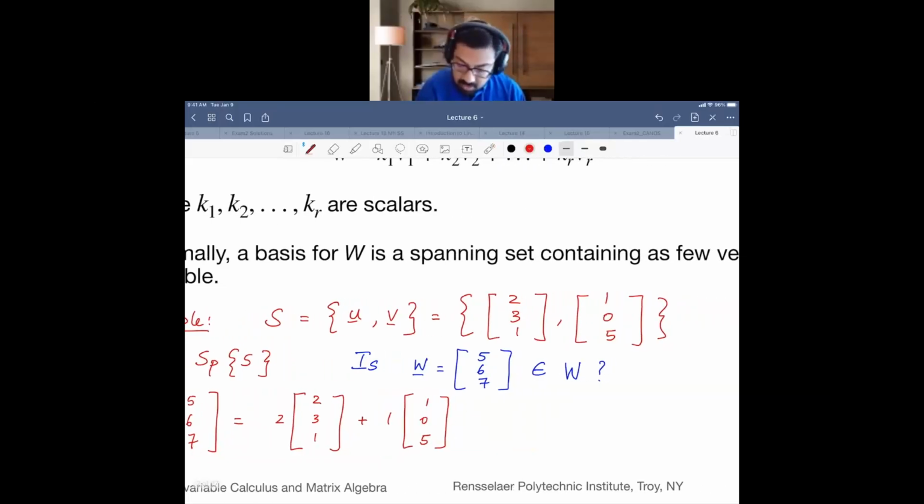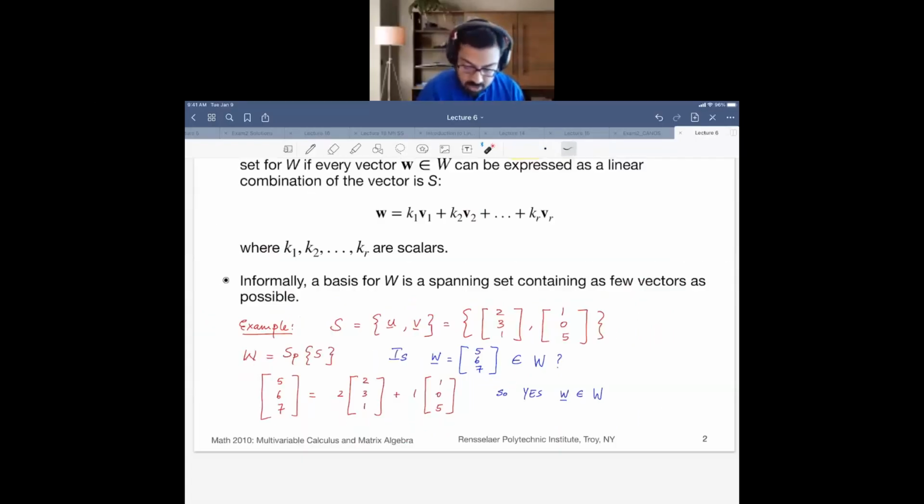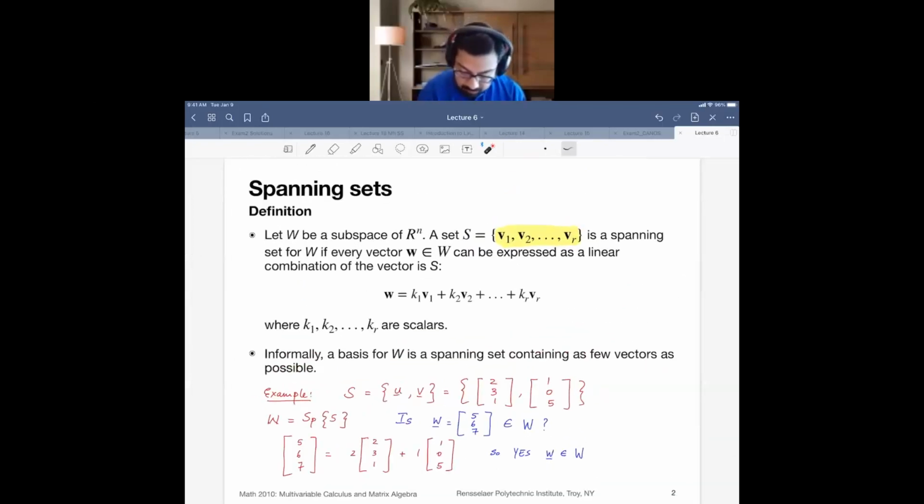What that means is, yes, my small w vector that I chose, I was able to express as a linear combination of my set of vectors S, which means that my w is going to belong to the subspace W, right? So you just need to figure out if there are some scalars that will help you do this or not. Let's see. Let's move on here.